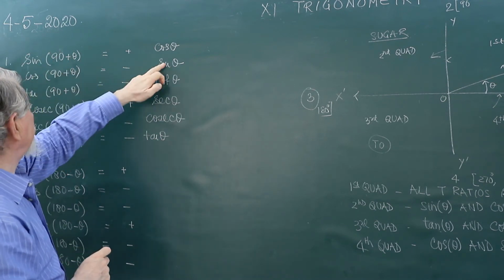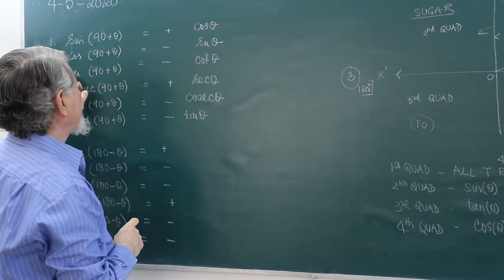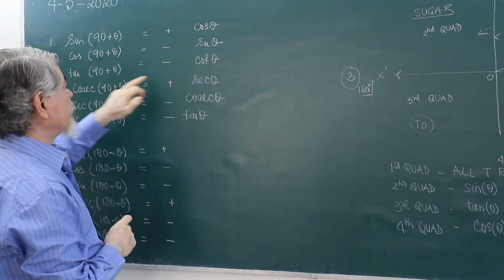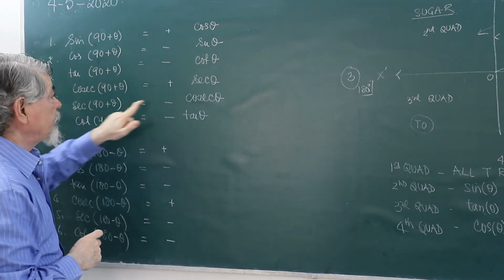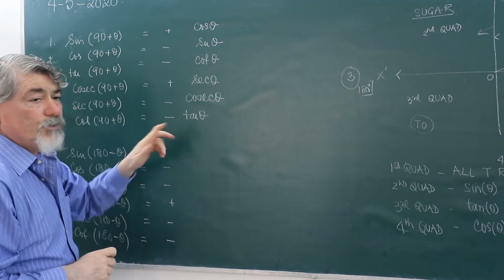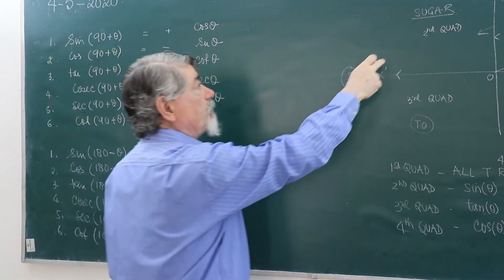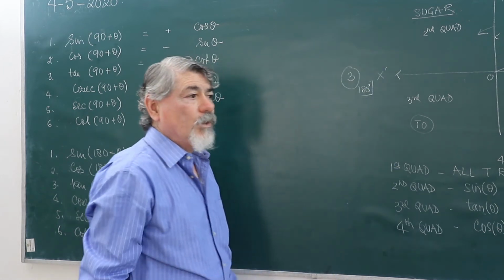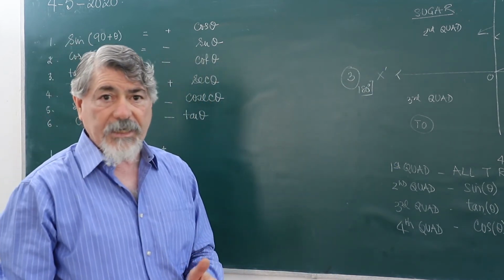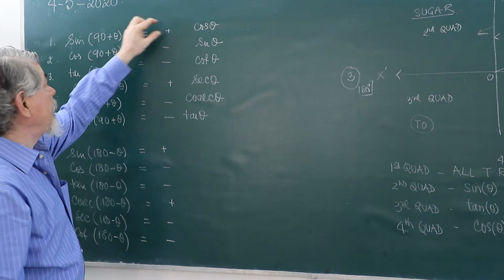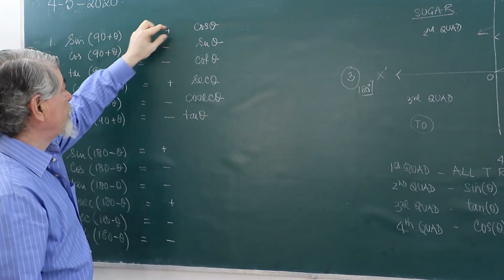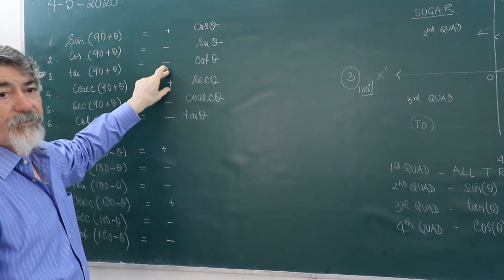So sine changed to cos, cos changed to sine, tan changes to cot, cosec changes to sec, sec changes to cosec, and cot changes to tan. And the signs are decided on the basis of this. In the second quadrant, only sine and cosec are positive. In front of sine I put plus, in front of cosec I put plus.